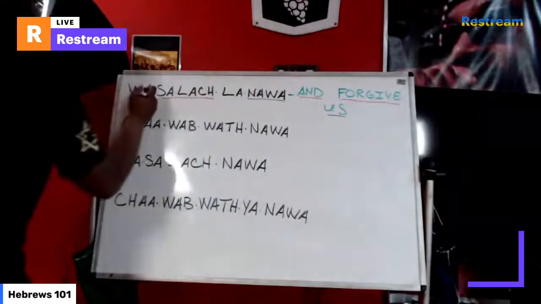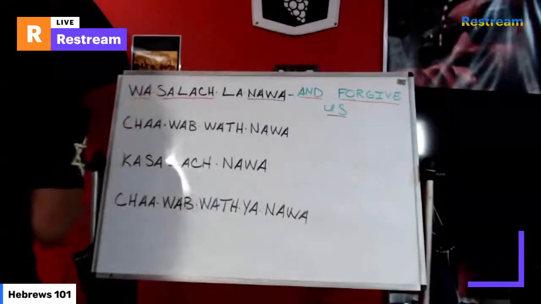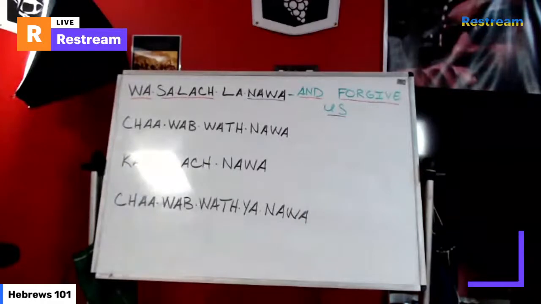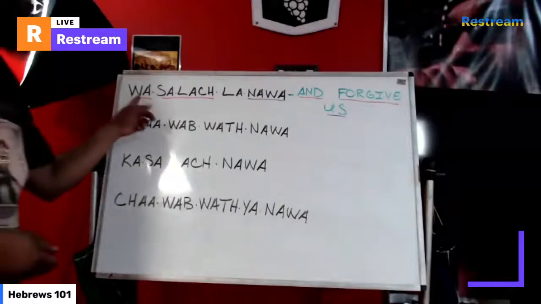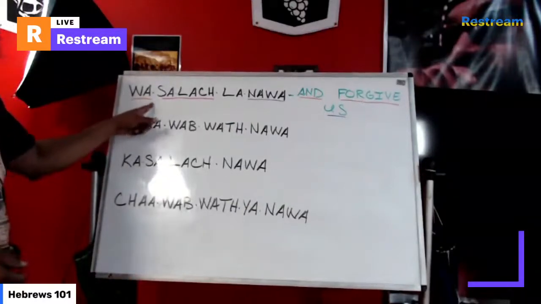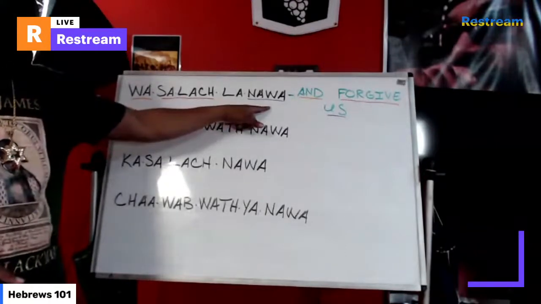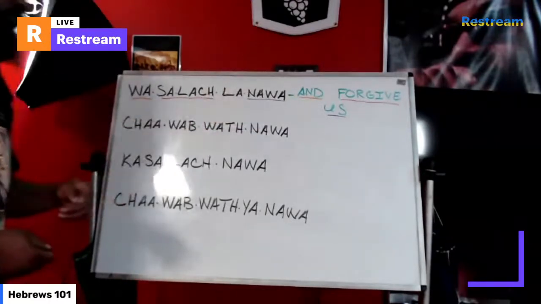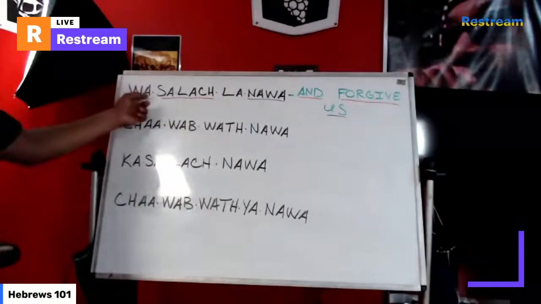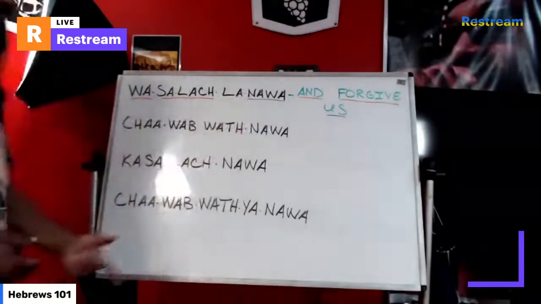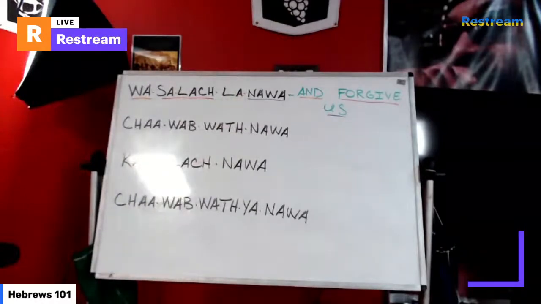All right. Cool beans. So, there. You say, and forgive us. Wasalak Lanawa. Okay? All right. Or, and forgive to. Kanokan. All right. Kanokan. Excellent, excellent.